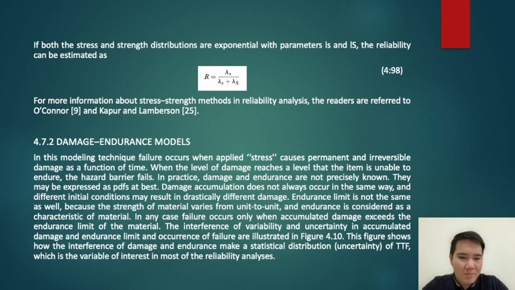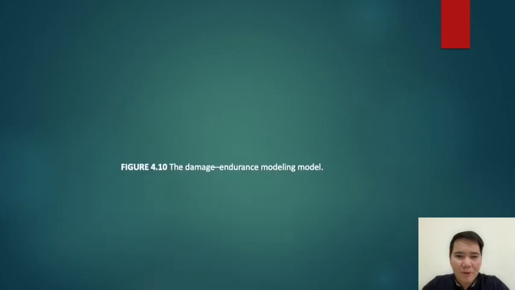The interference of variability and uncertainty in accumulated damage and endurance limit and the occurrence of failure are illustrated in Figure 4.10. This figure shows how the interference of damage and endurance makes a statistical distribution of TTF, which is the variable of interest in most reliability analyses. Figure 4.10, the damage endurance model.